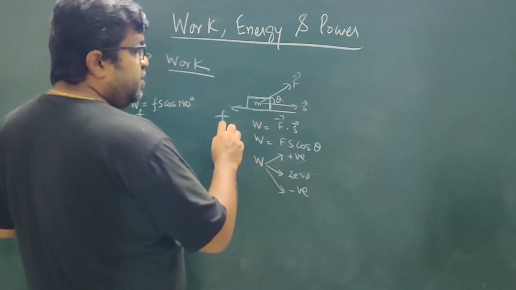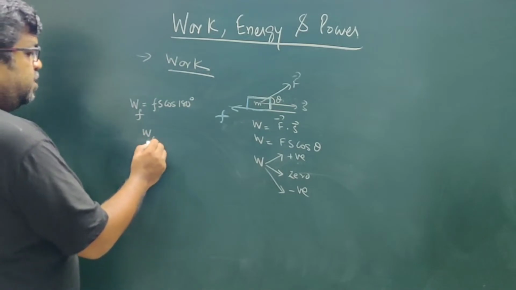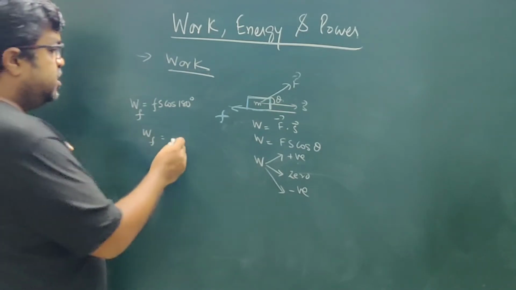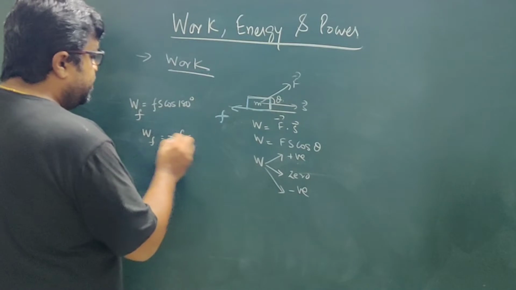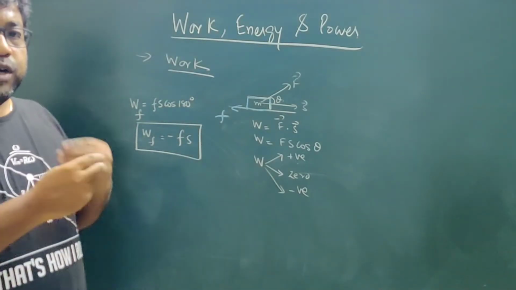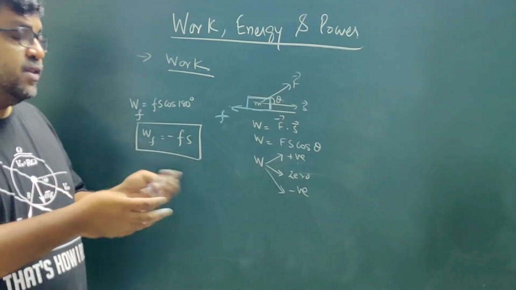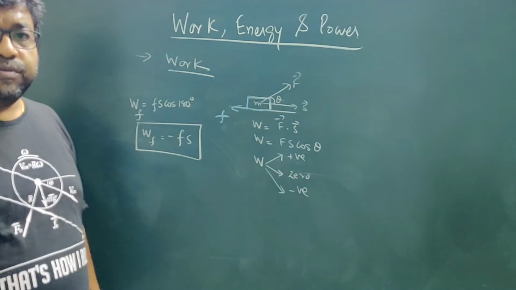So here the force is the frictional force. Cos 180 is minus 1, so Wf, the work done by the frictional force, is equal to minus Fs. So in this case, the work done by the frictional force is negative. So if we calculate work done, the sign can be positive, can be negative, or can be 0 also.